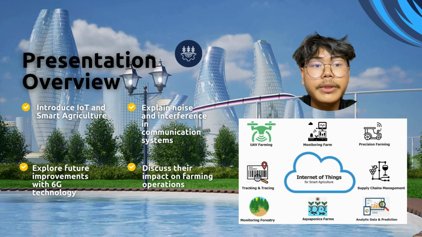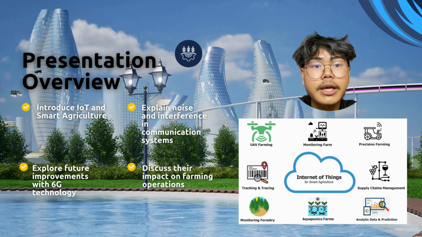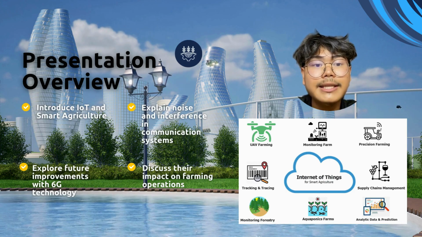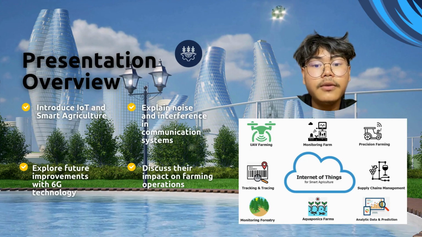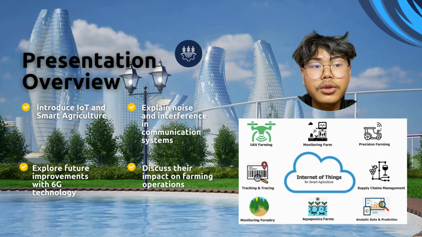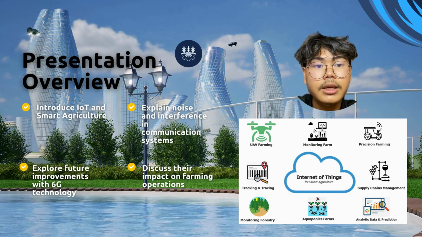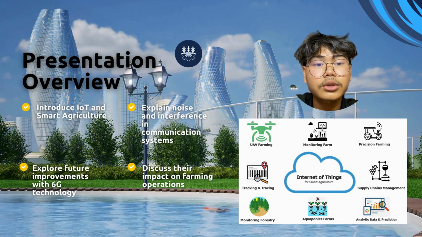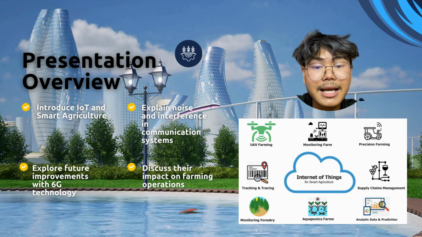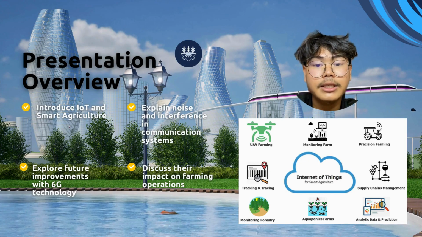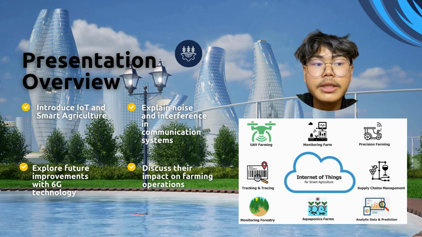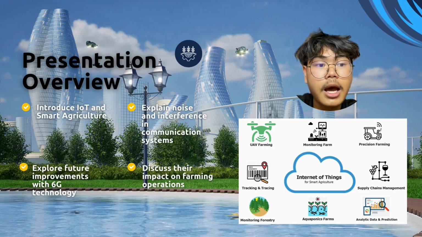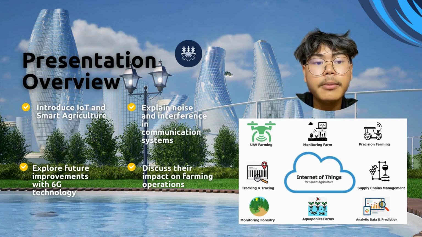Today our group will present our topic: analysis of noise and interference in IoT-based smart agriculture systems towards 6G. This topic focuses on how modern farming uses Internet of Things technology and the communication challenges that affect its performance. Throughout this presentation we will discuss the IoT smart agriculture system, the problems caused by noise and interference, their impact on farming operations, and how future 6G technology can provide better solutions.